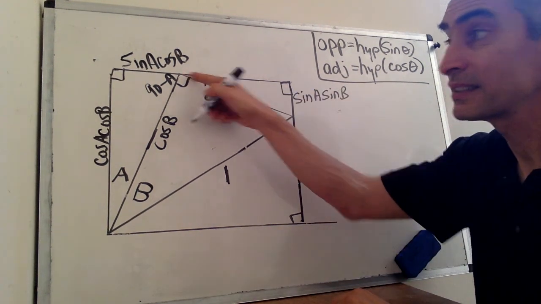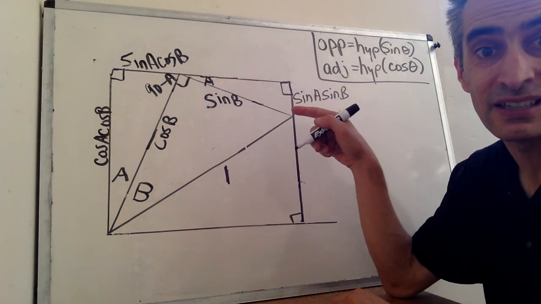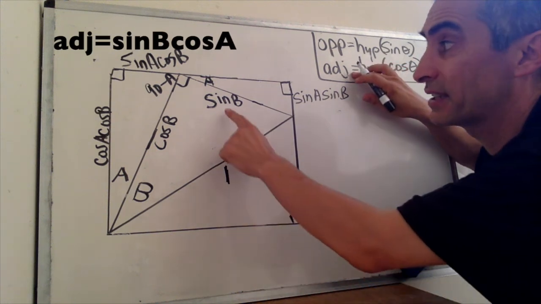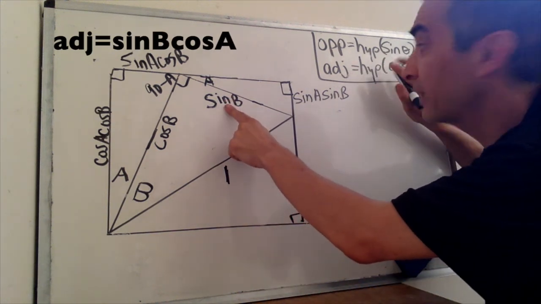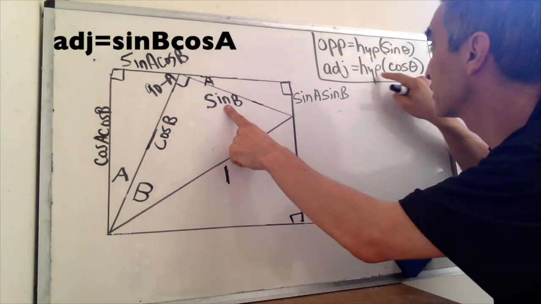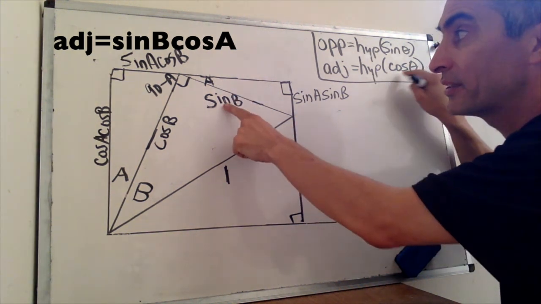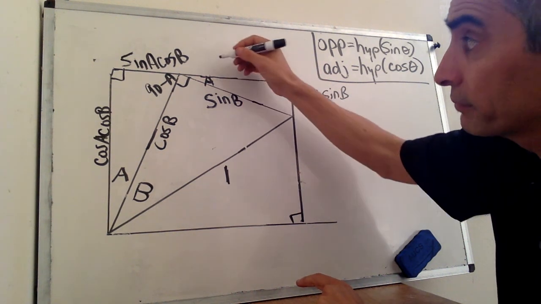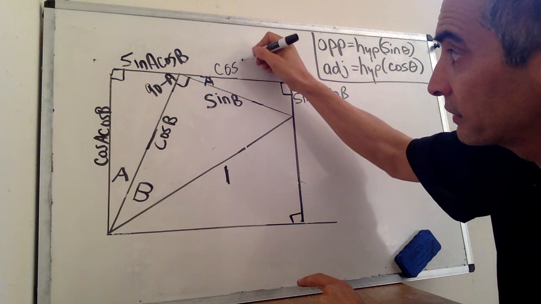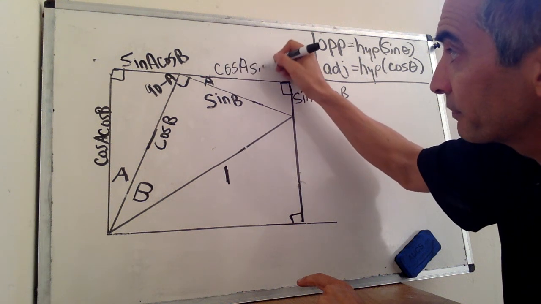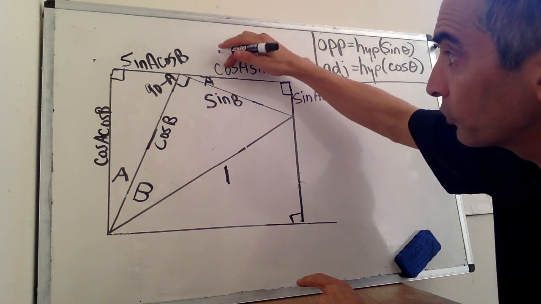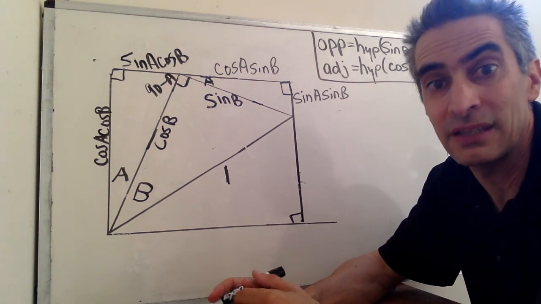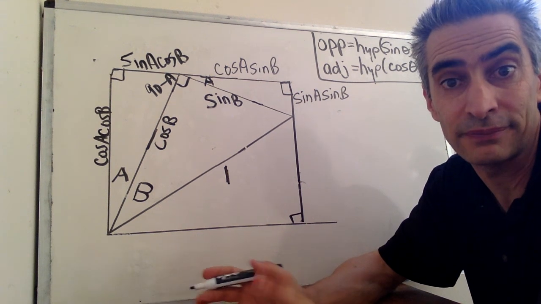Now we're going to do this side right here. This side is adjacent to angle A. So we're going to now use our adjacent formula, which says that adjacent equals the hypotenuse, which is sine of B, times the cosine of the angle, which is A. So now this is going to be the sine of B times the cosine of A, or we'll write it as cosine of A, sine of B. Again, multiplication is commutative, so the cosine of A times the sine of B is the same as the sine of B times the cosine of A.